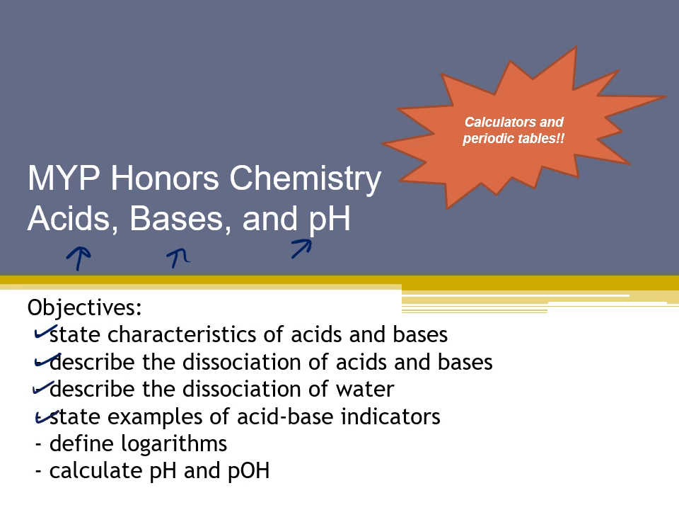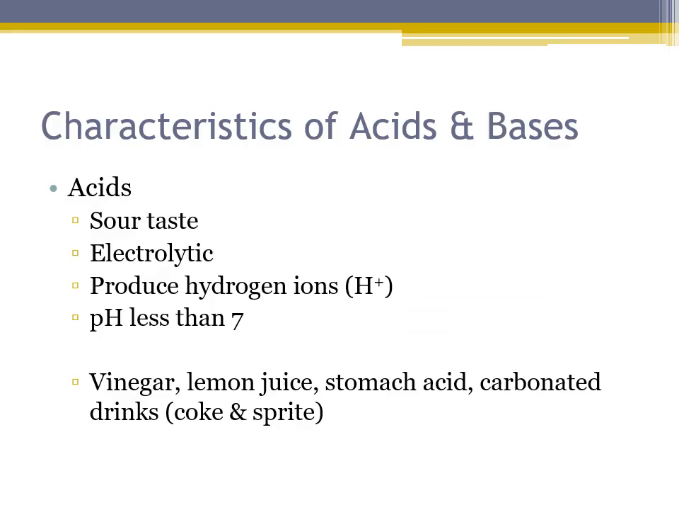We're going to state some examples of acid-base indicators, define this super cool math thing, logarithms. We're going to calculate some pH and some pOH. Because of those logarithms, those calculations, I highly recommend that you have a calculator nearby. We're also going to need some molar masses and some formulae, so grab your periodic tables.